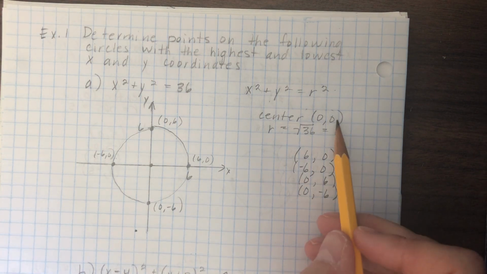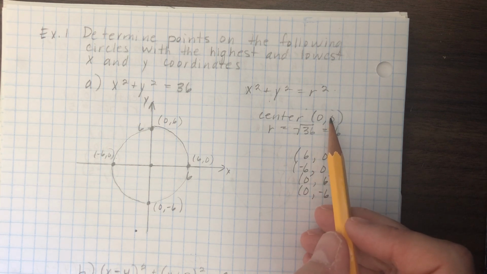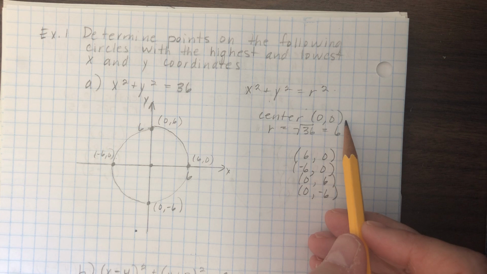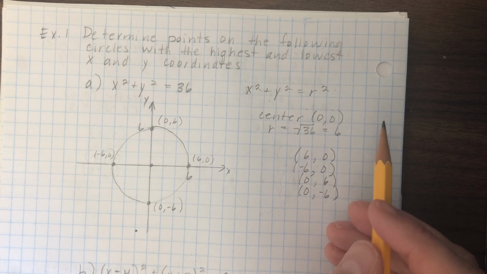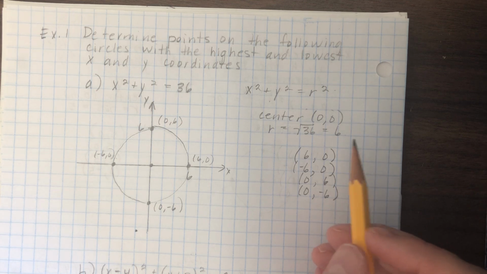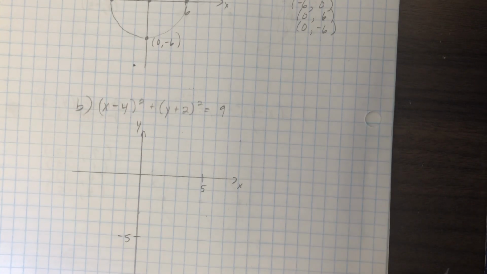So essentially you're keeping one of the coordinates of the center of the circle constant, while adding the amount of the radius to the other coordinate and subtracting, again, the amount of the radius from that other coordinate. So let's look at part B here.